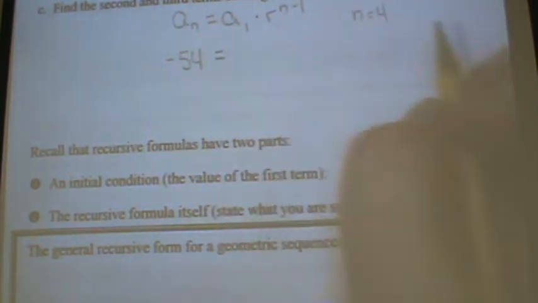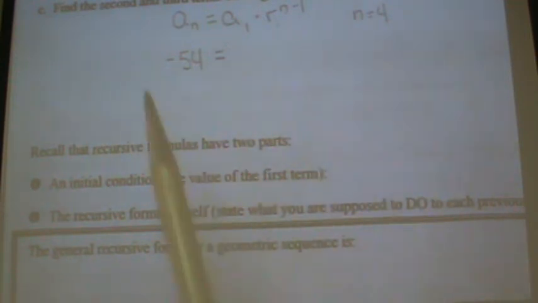Where'd you get 4 at? I got a question too. Why did we put negative 54 if that's not what we're looking for? We're looking for R. We don't know what R is, so we leave it as R. We're solving for R. And then you put 2 for A1, right? So, what do we put for the n?